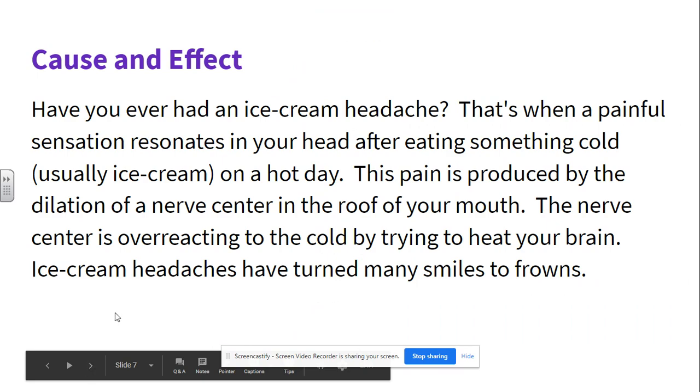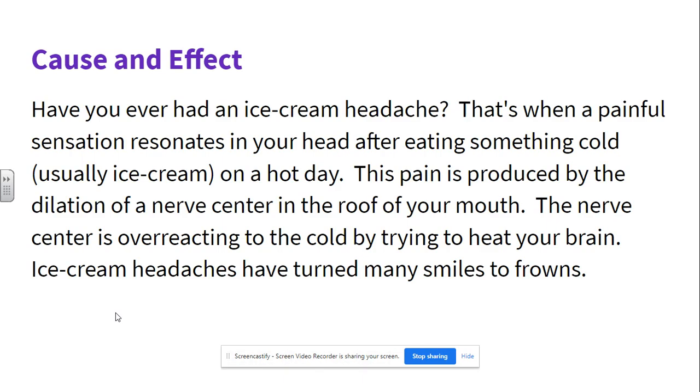The third text structure we're going to look at is cause and effect. See if you can notice the thing that happens that causes something else to happen. Have you ever had an ice cream headache? That's when a painful sensation resonates in your head after eating something cold, usually ice cream on a hot day. This pain is produced by the dilation of a nerve center in the roof of your mouth. The nerve center's overreacting to the cold by trying to heat your brain. Ice cream headaches have turned many smiles to frowns.